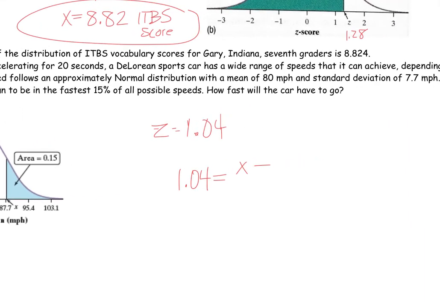And what's our mean here? Our mean is 80, and our standard deviation is about 7.7. All right, so we'll take 1.04. We're going to multiply it by 7.7, and then we will add over 80, and we will get 88.01. I guess we could round that to 88 miles per hour then.